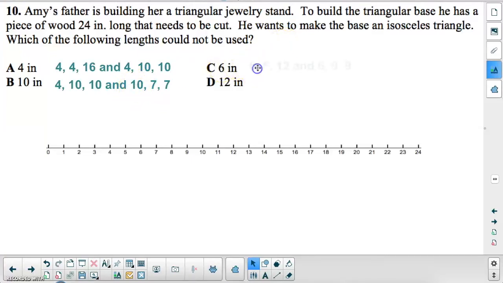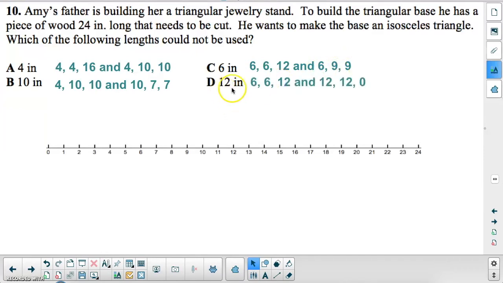For 6 inches, we have two possibilities. We would have 6 inches, 6 inches, and 12 inches. That adds up to 24. However, notice 6 plus 6 is not bigger than 12. So these would not make a triangle. If we used the 6 as the base of the isosceles triangle, our legs would be 9 and 9. So 6 plus 9 is 15. 15 is bigger than 9. So 6 could be used in this scenario.